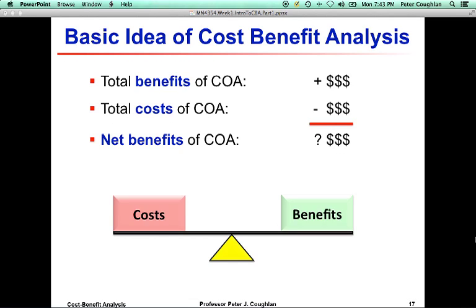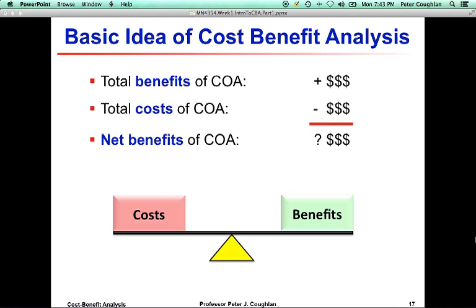The basic idea of cost-benefit analysis is pretty simple. Take the benefits of a course of action, subtract the costs of that course of action, and what you're left with are the net benefits of that course of action. And then you choose the course of action which has the greatest net benefits.